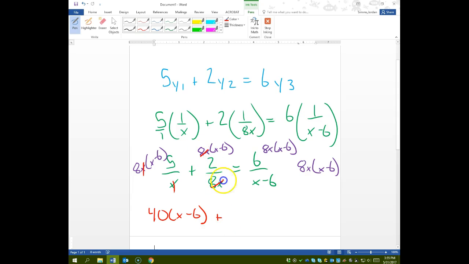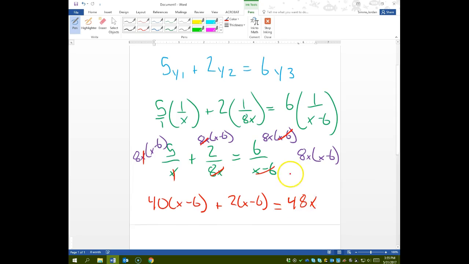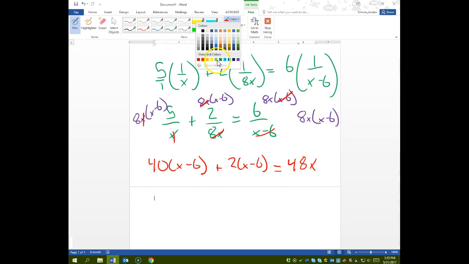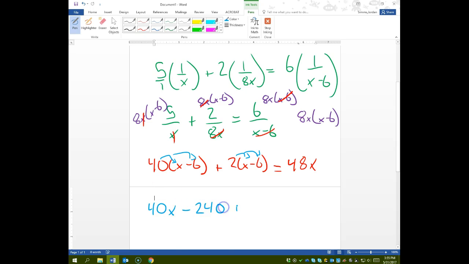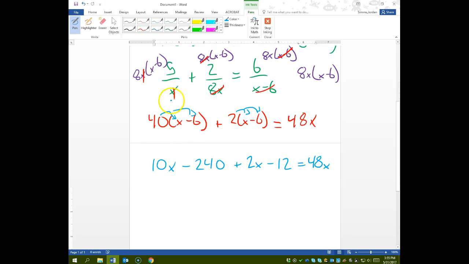Plus, now over here the 8x is gone, I'm left with 2 bracket x minus 6. Again, don't overthink it, just stick the brackets together. Over here the x minus 6 is gone, and I'm left with 6 times 8x, which is 48x. Now we're getting there, because we just have some brackets we can distribute. So I'll distribute the 40, I'll distribute the 2. That's going to give us 40x minus 240, plus 2x minus 12, and that equals 48x.